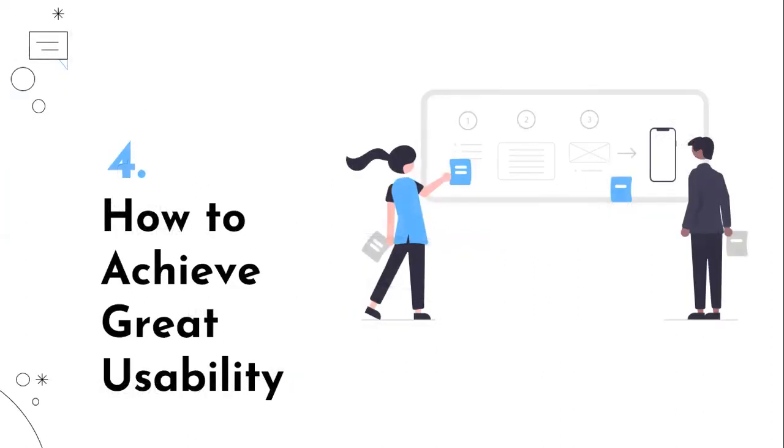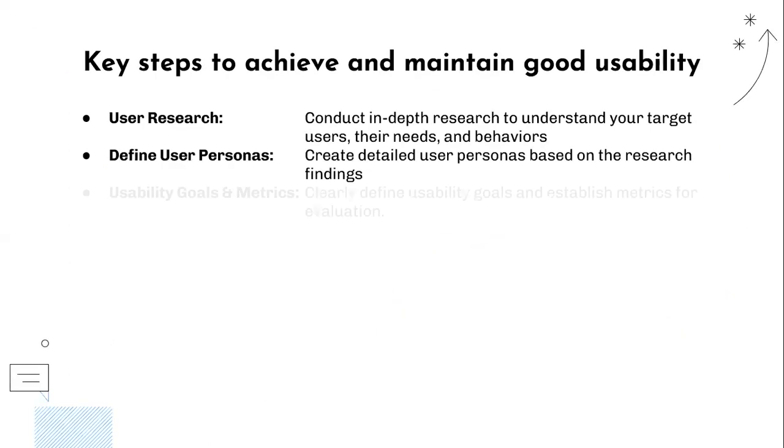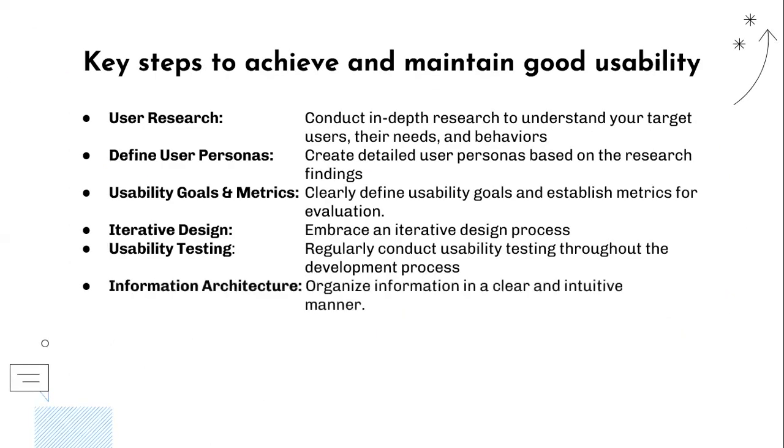Next, we will cover how to achieve great usability. Here are the key steps to maintain good usability. Number one is user research. We conduct in-depth research to understand your target users, their needs and behaviors. We define user personas, creating detailed user personas based on the research findings. We clearly define usability goals and establish metrics for evaluation.